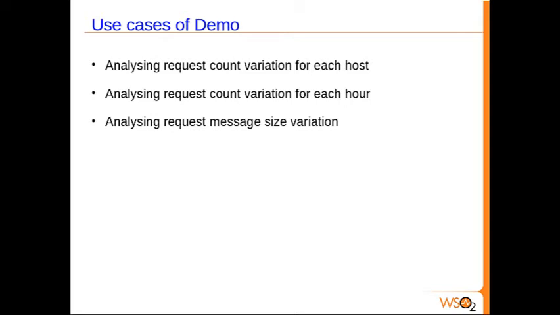The third analytic is where we analyze the request message size variation. That means we are analyzing the number of messages received for each message size group. Actually, we are not visualizing the number of messages for each individual message size because there are a lot of message sizes, so we group them into some groups. In this example, we are using 100 as the group size.